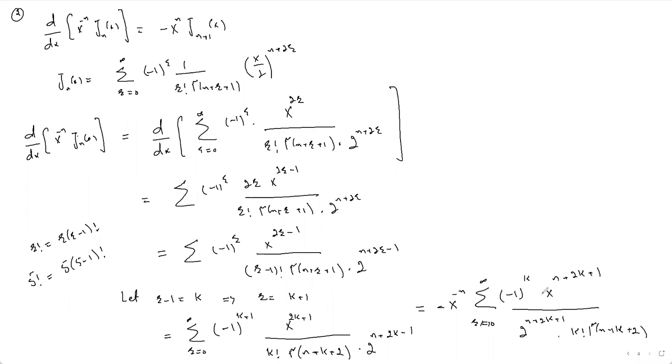I hope you are getting it. I am multiplying x raised to power n here. X raised to power n, because when you multiply with this it will be x raised to power 0, which is 1, so you will get simply x raised to power 2k plus 1.